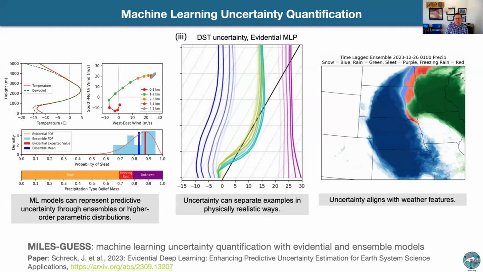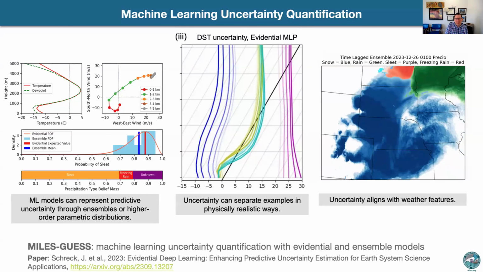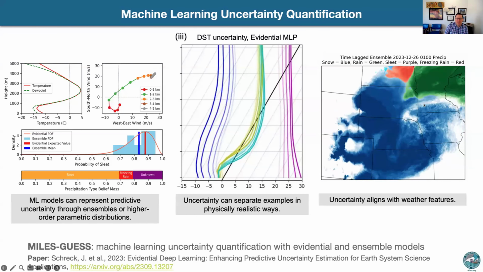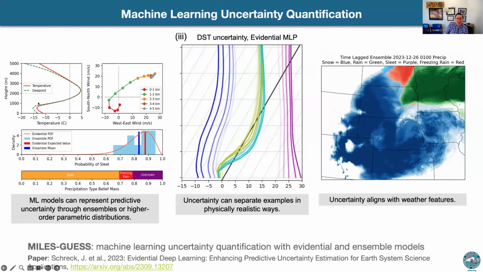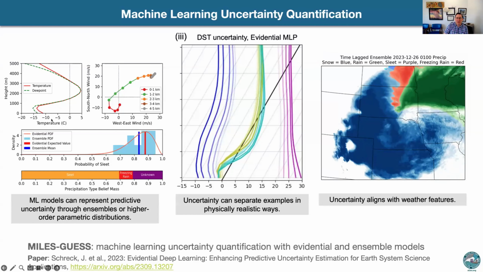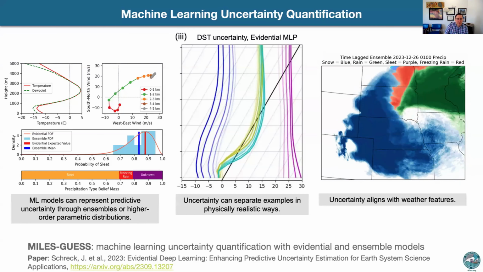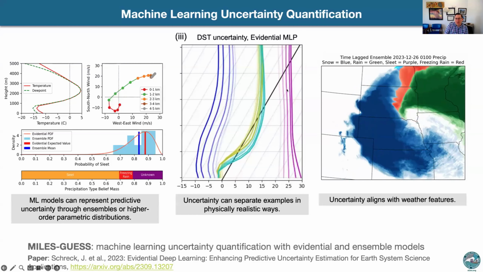We can also do uncertainty quantification through other neural network methods. So in this problem, we're trying to predict precipitation type in the winter, so whether it's rain, snow, freezing rain, or sleet. And we can account for different forms of uncertainty, both the uncertainty in the underlying data that we're using to train the model, as well as the uncertainty in the different ways the model could be fit to the data. And when we investigate the uncertainty, we can see the physical structures that pop out.